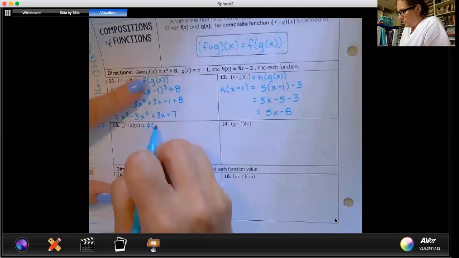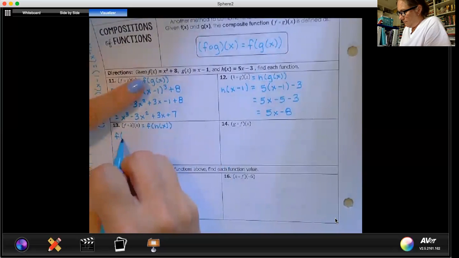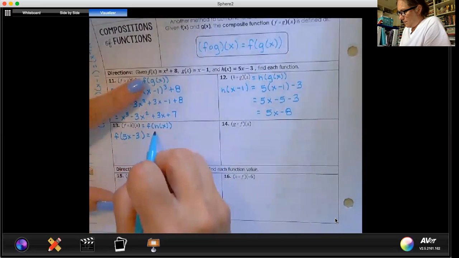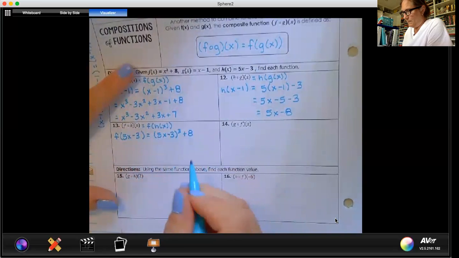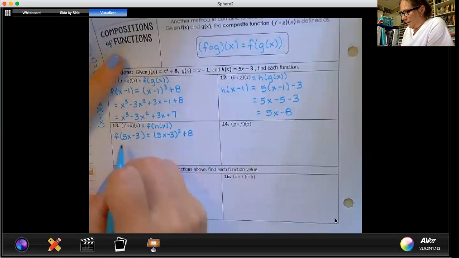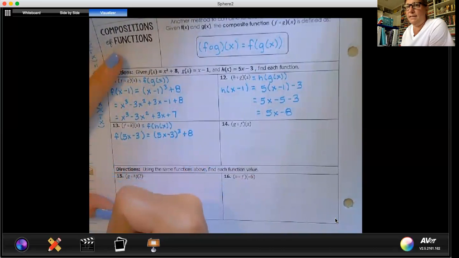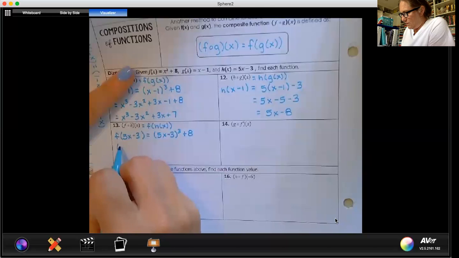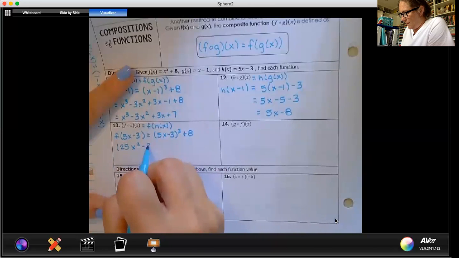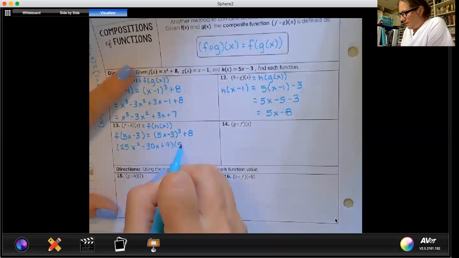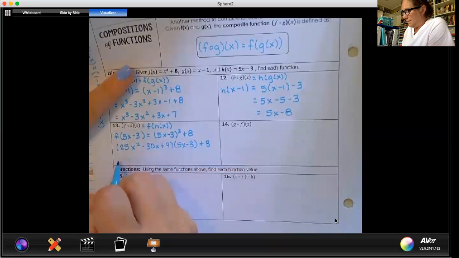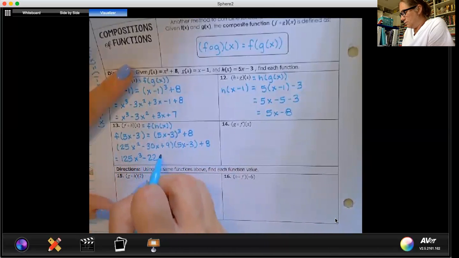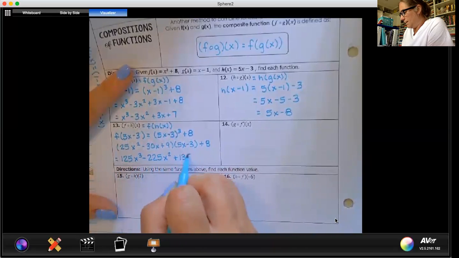F of h of x is f of 5x minus 3, which is 5x minus 3 cubed plus 8. When you multiply all of that out, 5x minus 3 times 5x minus 3 times 5x minus 3, you get 25x squared minus 30x plus 9 times 5x minus 3. That's FOIL times another one of those plus 8. When you do your polynomial multiplication, your final answer is 125x cubed minus 225x squared plus 135x minus 19.